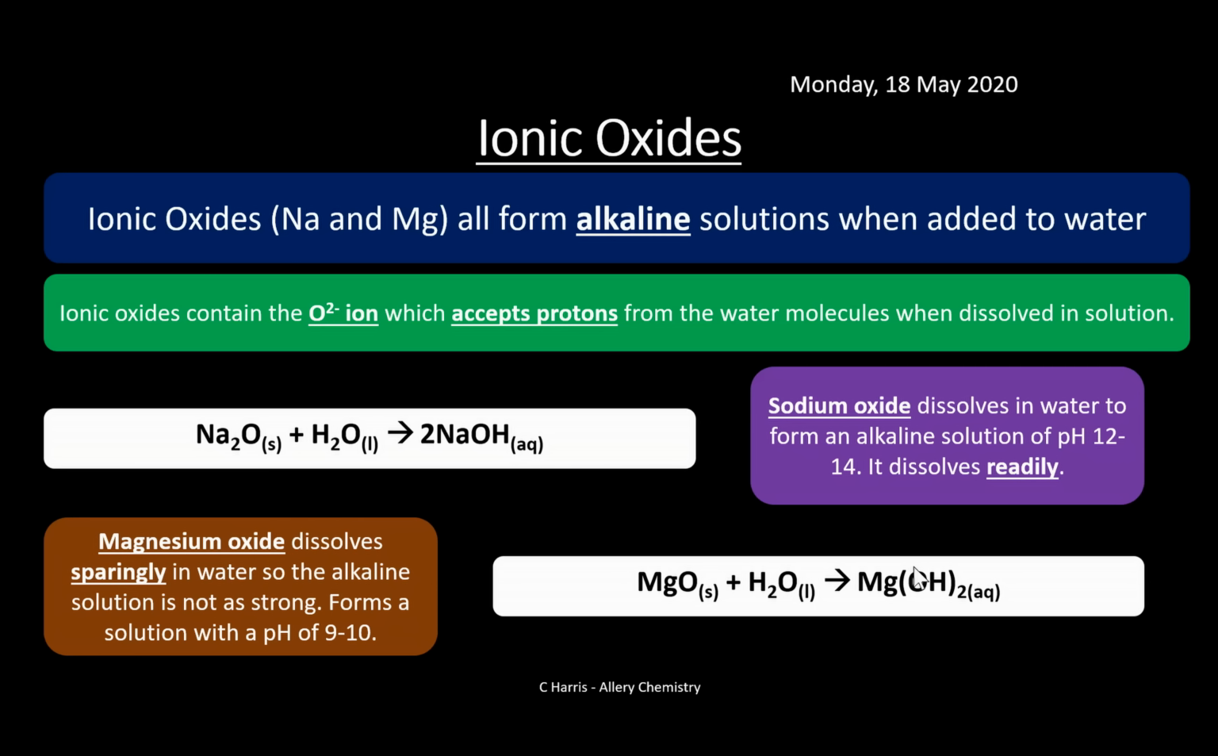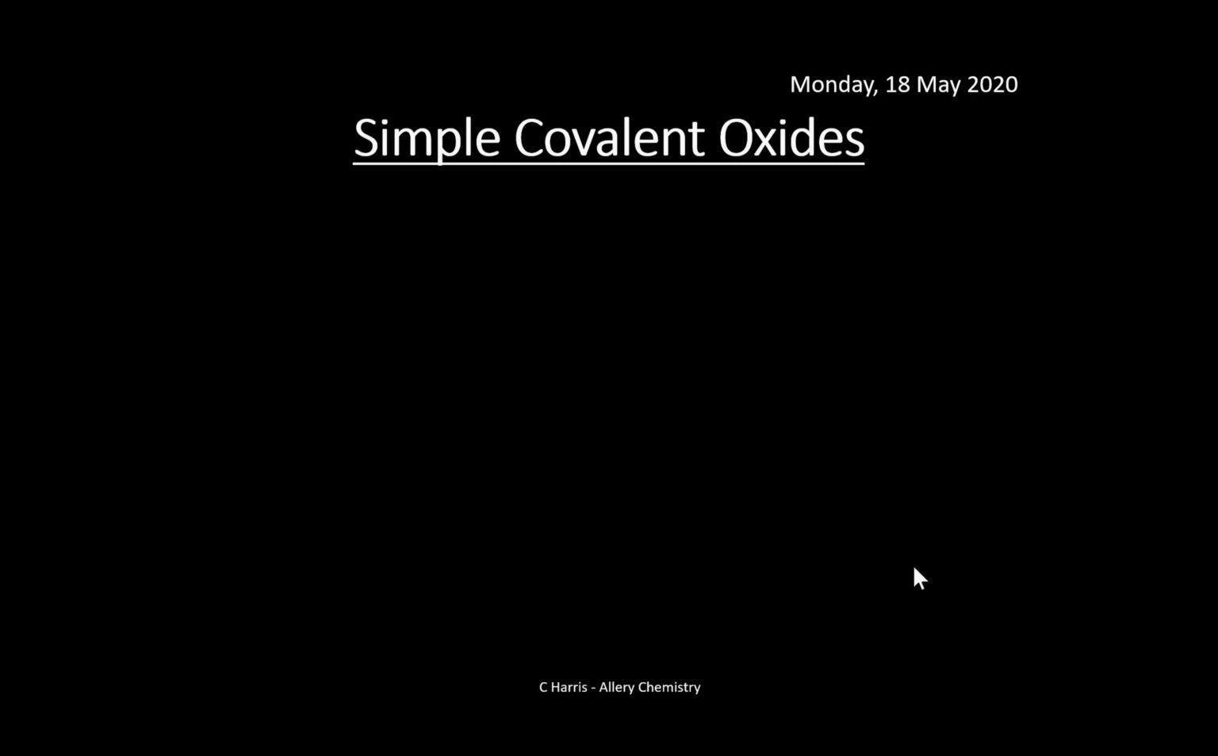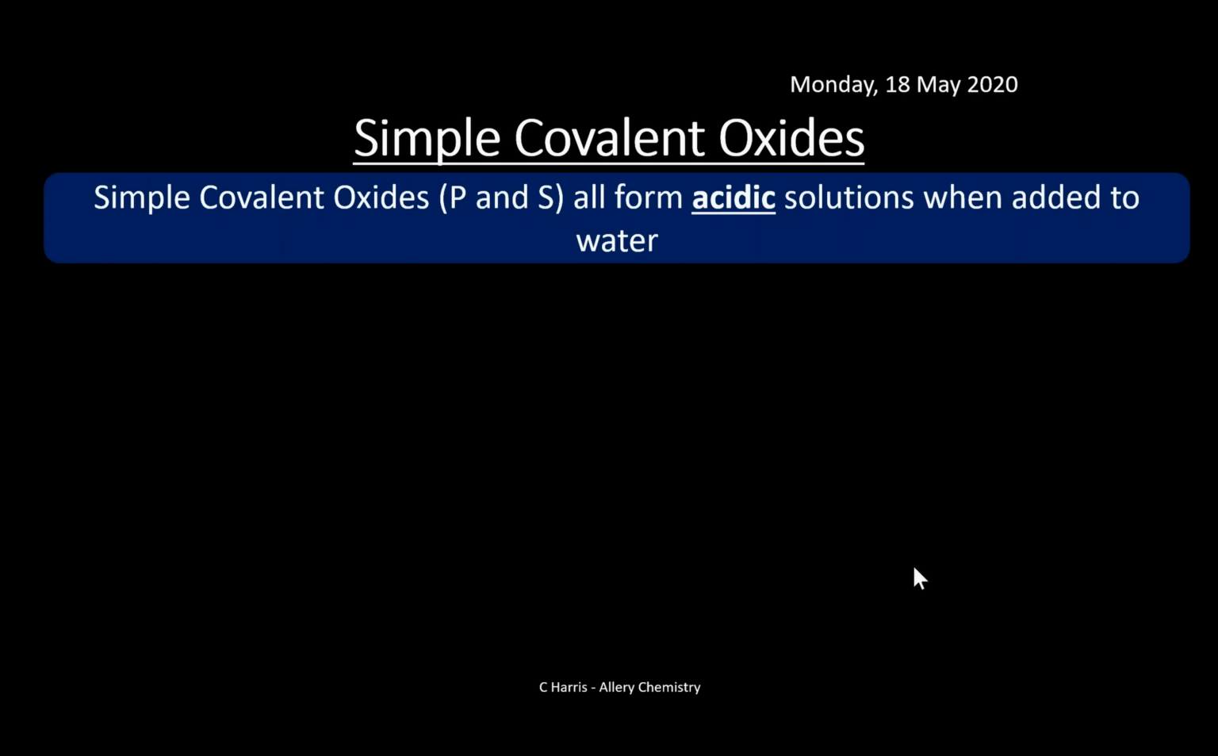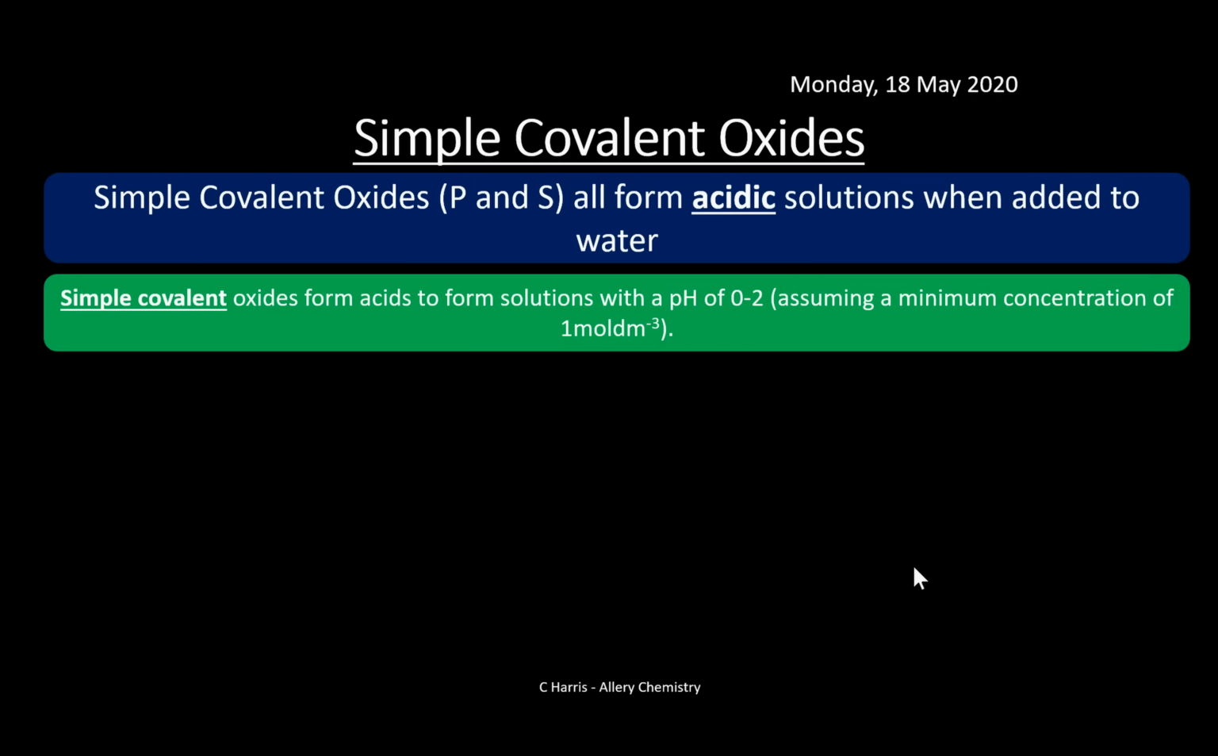Now we're going to look at some simple covalent oxides. Remember our simple covalent molecules from the previous slide; these are compounds that have, for example, sulfur and phosphorus oxides. When we dissolve these in water, they form acidic solutions. Remember, ionic oxides formed basic solutions. Your simple covalent oxides are formed from non-metals such as phosphorus and sulfur. They form acids, giving solutions with a pH of 0 to 2, assuming a minimum concentration of 1 mole per dm cubed. That's the minimum concentration we're looking at.